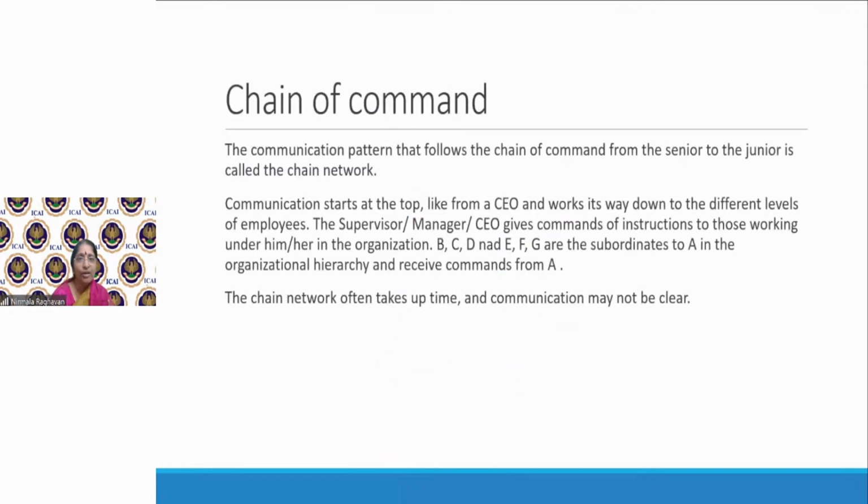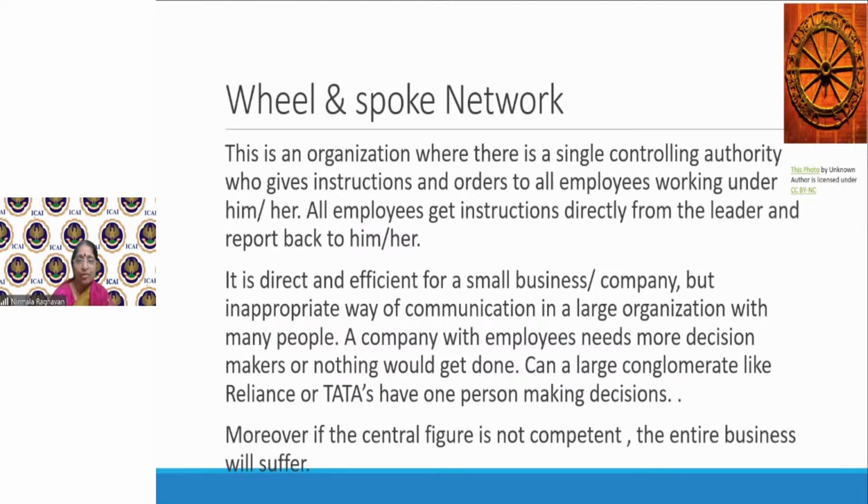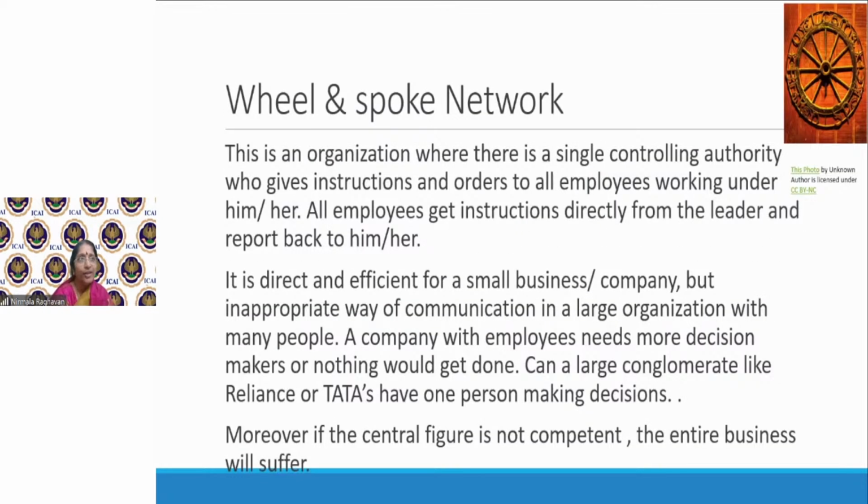Now, chain of command follows the chain of command from the senior to the junior. That's called the chain network. But the chain network often takes up time and communication may not be clear because it will depend on who conveys the message. Now, this is wheel and spoke network, where there is a single controlling authority who gives instructions and orders to all employees working under him or her. All employees get instructions directly from the leader.